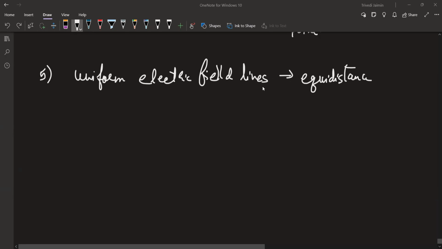If there is a positive charge here, same drawing, what will the electric field lines look like here? Inward or outward?